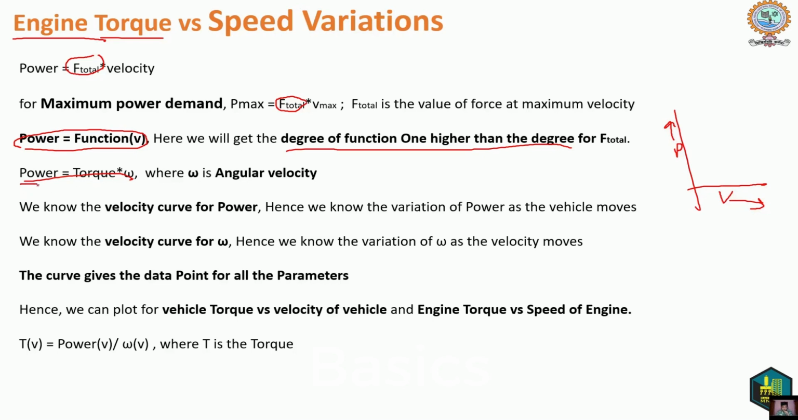You know power as a function of velocity, and omega as a function of velocity, you also know. Omega equals V by R. So here you can easily find torque as a function of velocity. We know the velocity curve for power and the velocity curve for omega, so torque as a function of velocity can be easily found. Hence we can plot vehicle torque versus velocity of the vehicle, and engine torque versus speed of the engine. These two things can be easily plotted because we know all the efficiencies and all the parameter values.